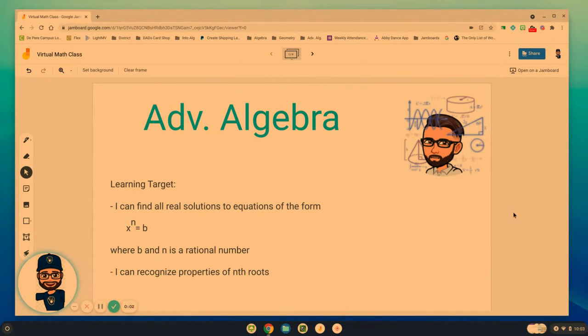Hello, advanced algebra students, and welcome back to our next video lesson as we begin to explore nth roots, looking at the different roots that rational numbers might have and identifying some of the properties of those roots.